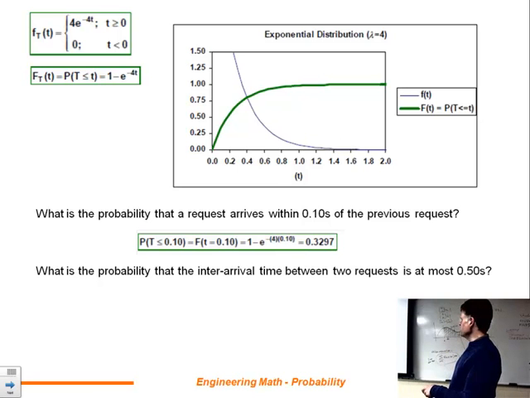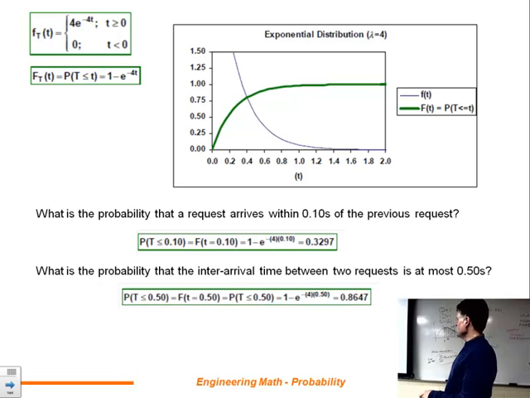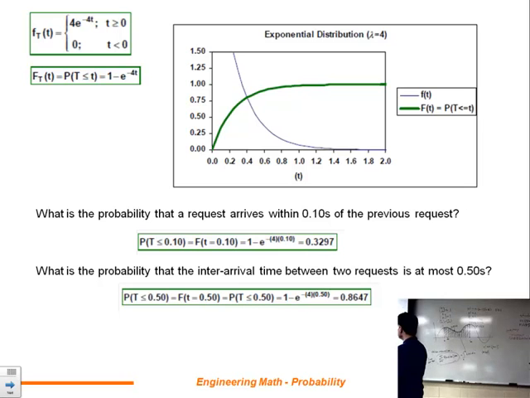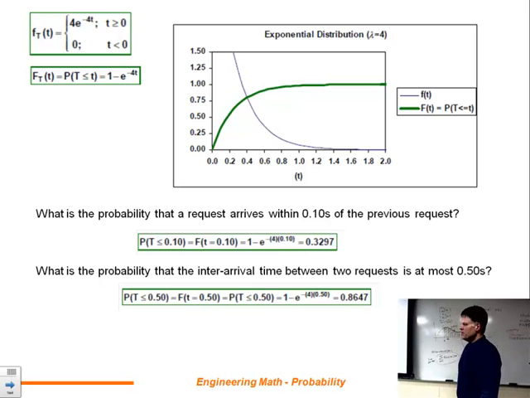What is the probability that the inter-arrival time between 2 requests is at most 0.5? Well, start your watch at the first request and then wait for the second one. So the probability that t is less than 0.5 is the cumulative at 0.5. 1 minus e to the minus 4, just plug in 0.5 for t, and that's what you get. So half a second is bigger than 1/4 of a second, so expect this probability to be large.